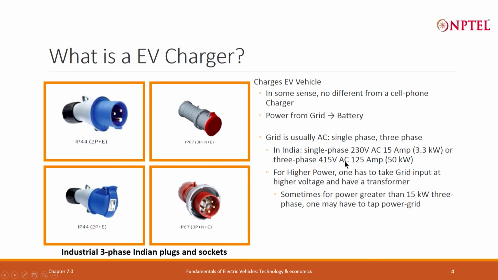So, for even higher power, for more than 50 kilowatt, one has to take grid input at a higher voltage and would require a transformer. Single phase and 3 phase comes to every home, every office, every factory. But if you want even higher voltage, higher power than 50 kilowatt, you normally have to get a higher voltage line directly from the grid and probably use a transformer and do things like that.